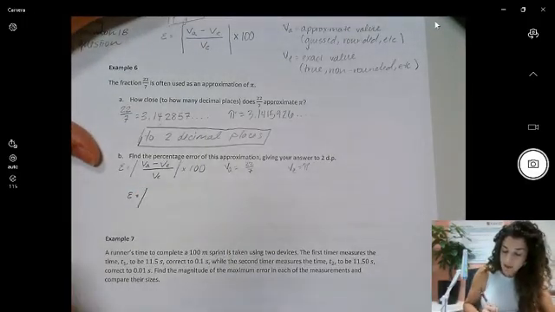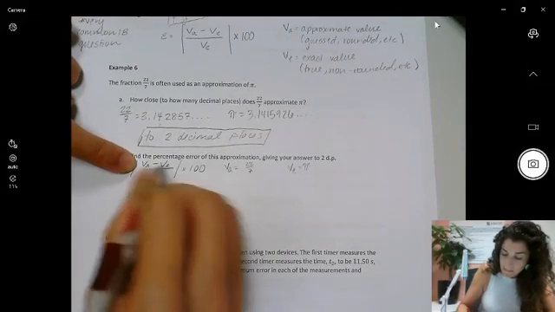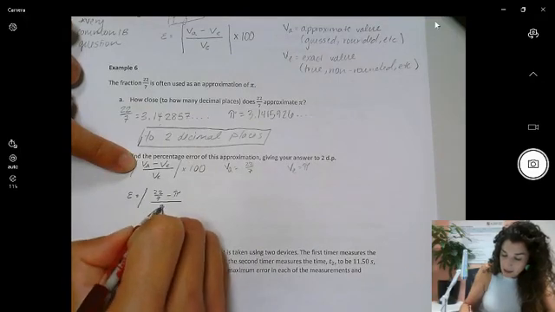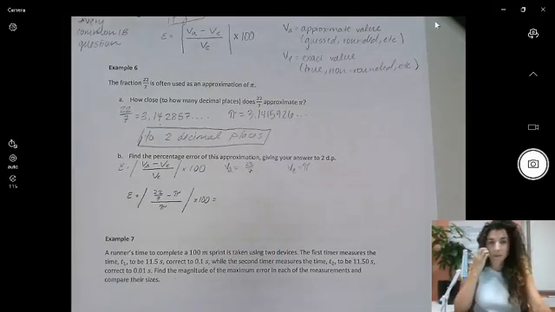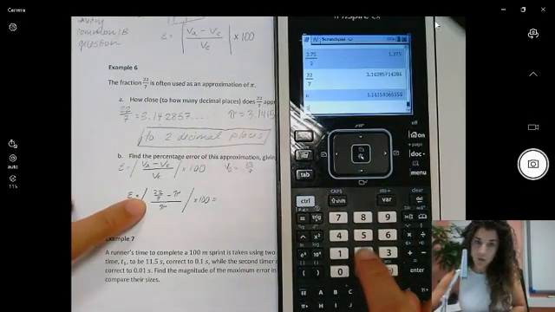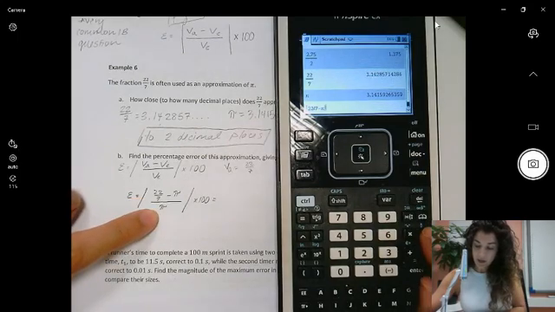So I know that I have to do the absolute value of V approximate. So I take 22/7 minus V exact, divided by V exact, and then multiply by 100. Plugging this into your calculator, I'm going to do 22 divided by 7 minus pi. I'm going to put those in parentheses because then I want to divide by pi.